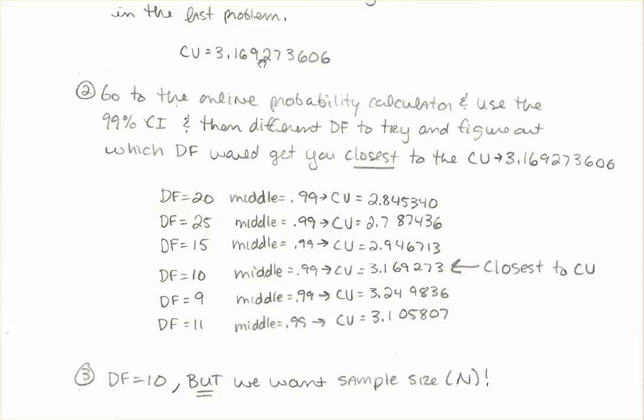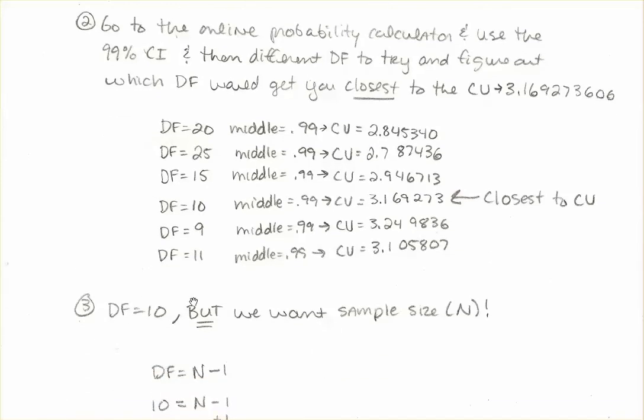Like I said, in most cases, you're not going to get an exact one, so that's why you need to go back and forth. Once you get really close, you're going to need to go up one, down one, up one, down one, and write these out until you get the one closest. So we know our degrees of freedom is 10. That's the one that gets us the closest critical value to what our critical value was, but be very careful.